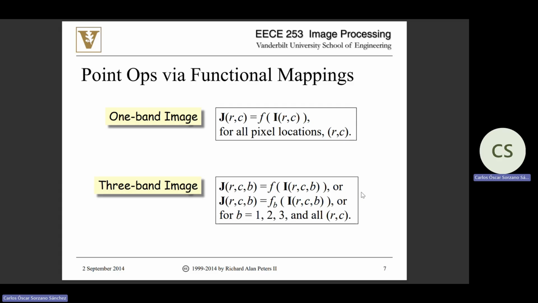And somehow this is reflected here. The coordinate RC has some value I, the input, then you go through the function, and then you store it again in RC. If you have only one band, then this function is just some function. But if you have multiple bands, then you can do two things. One is to apply the same function to each one of the bands. That is the first choice. The second one is to apply a different function to each one of the bands, so each band has its own transformation.